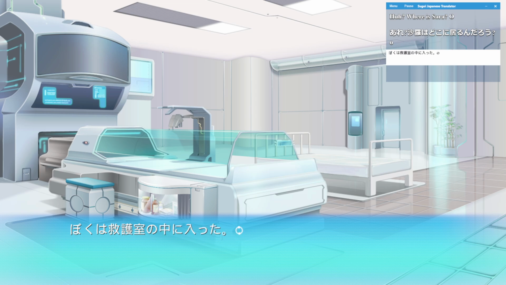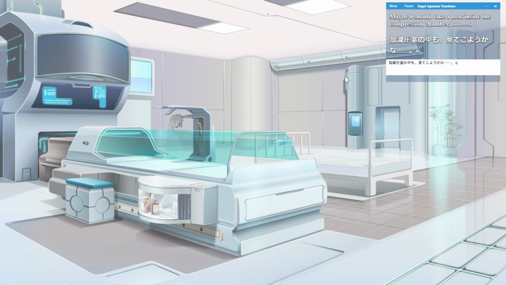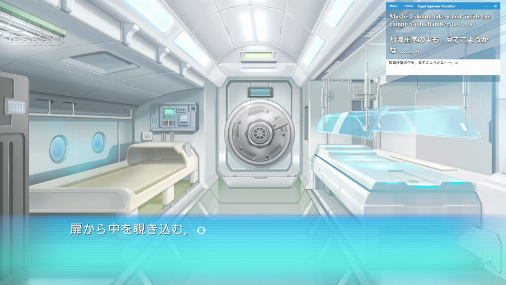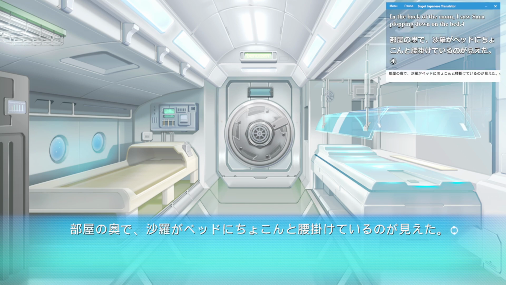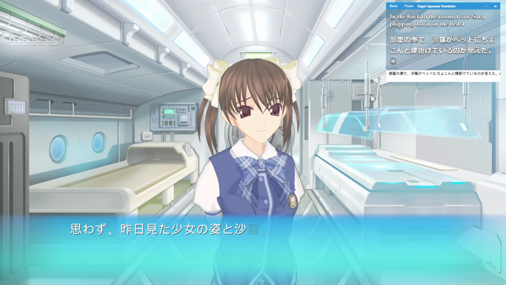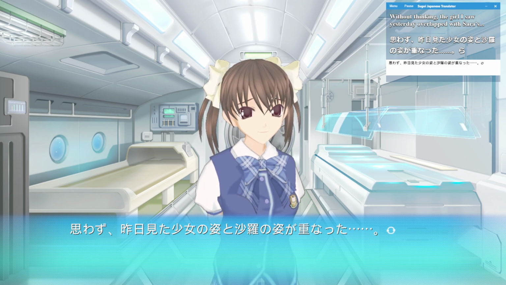I entered the infirmary. There was no one here. Sara wasn't there. Maybe I should take a look inside the compression chamber as well. I peer through the door. In the back of the room, I saw Sara plopped down on the bed. Without thinking, the girl I saw yesterday overlapped with Sara. I don't know how it's without thinking, but okay.